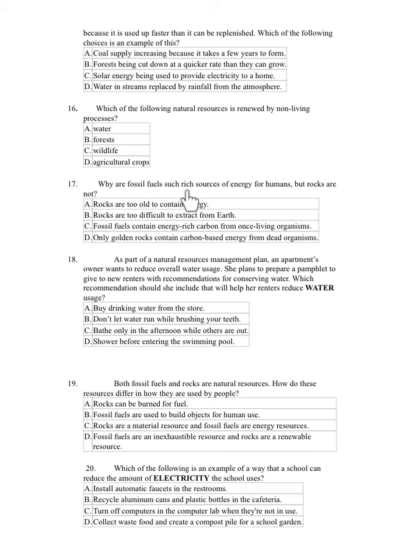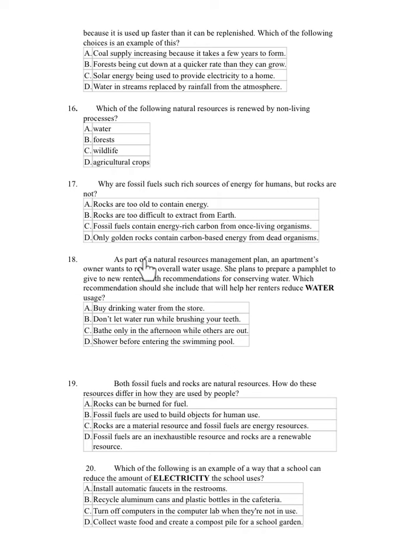Number 17. Why are fossils such rich sources of energy for humans, but rocks are not? A. Rocks are too old to contain energy. B. Rocks are too difficult to extract from Earth. C. Fossil fuels contain energy-rich carbon from once living organisms. D. Only golden rocks contain carbon-based energy from dead organisms.